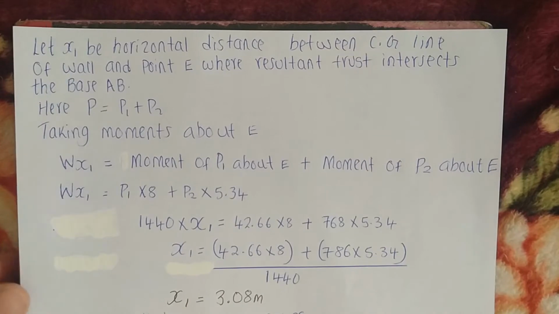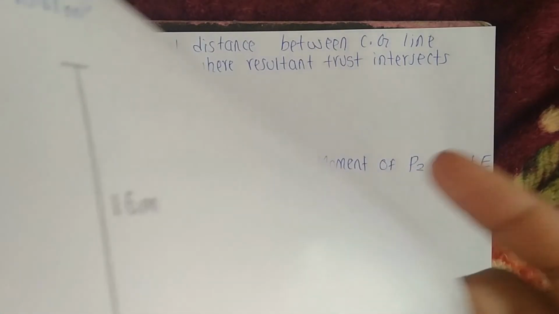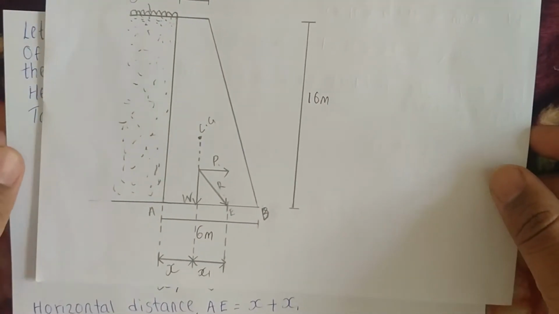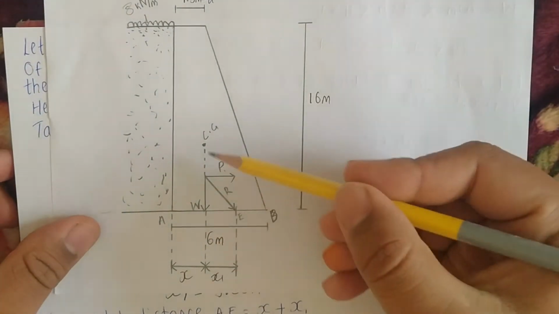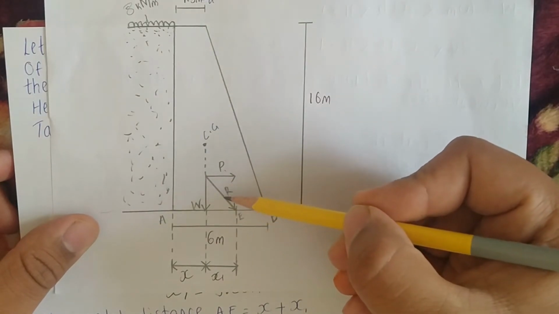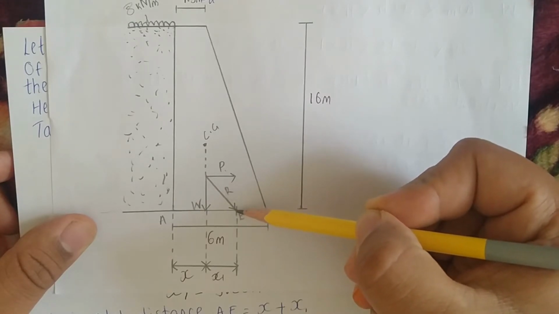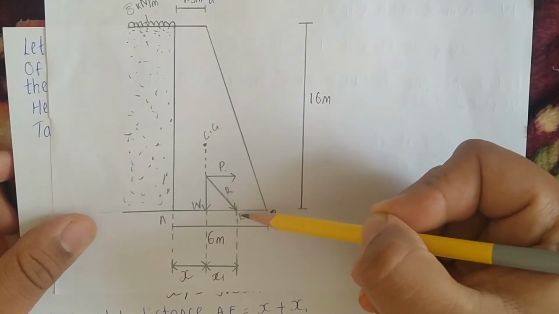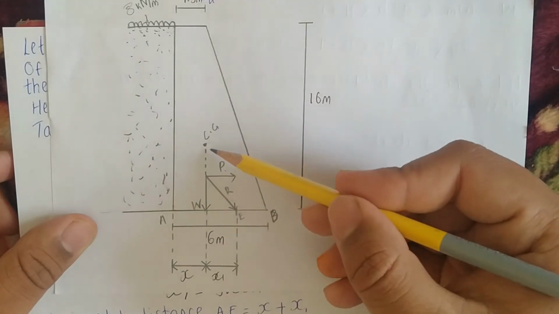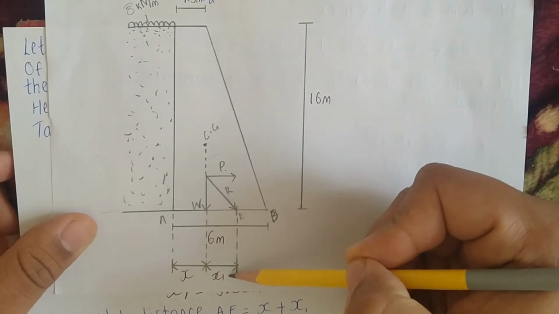And now we shall let x1 be the horizontal distance between the center of gravity line of the wall and point E, where the resultant thrust intersects the base AB. So this is the distance from the center of gravity to the point where the resultant cuts at E. It cuts over here, we have labeled it as E. So from here to here, our distance is x1.